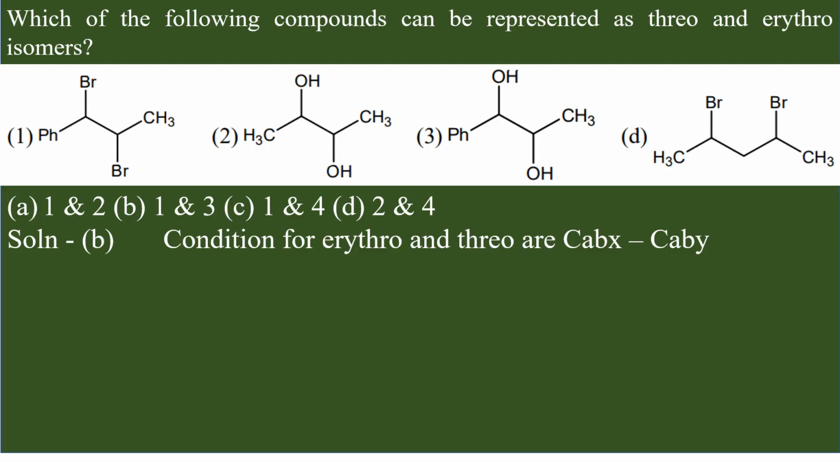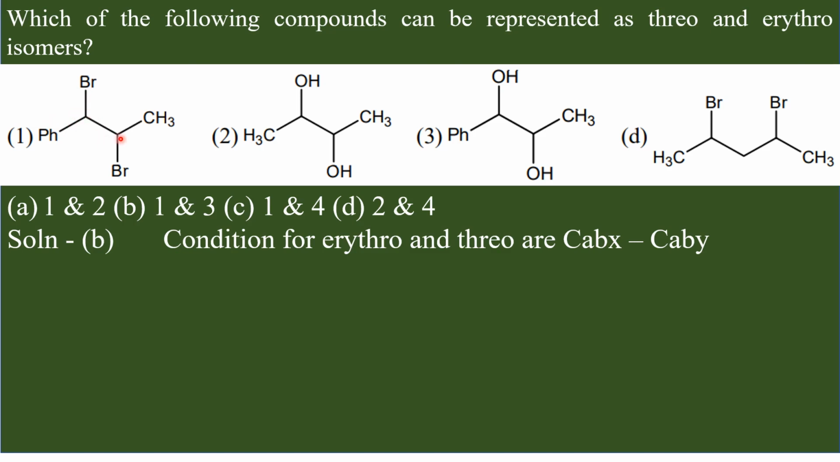Here is another problem for you. Which of the following compounds can be represented as threo and erythro isomers? Look at structure 1. This is carbon 1, an asymmetric carbon, having bromine, phenyl and a hydrogen. So apart from these two groups, there is a hydrogen.